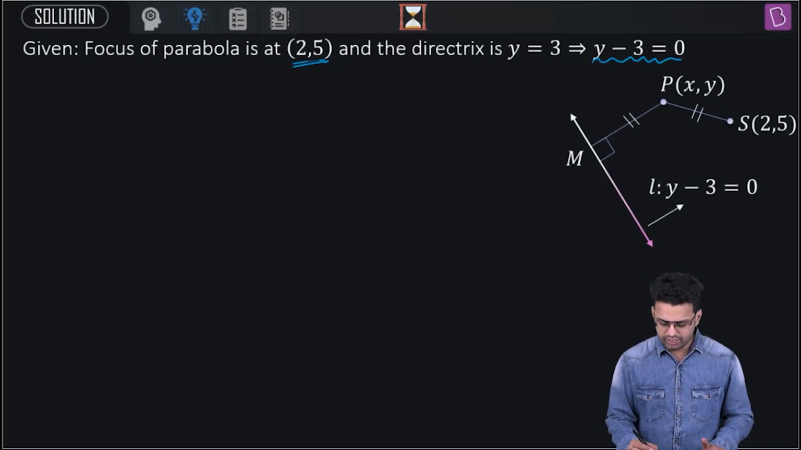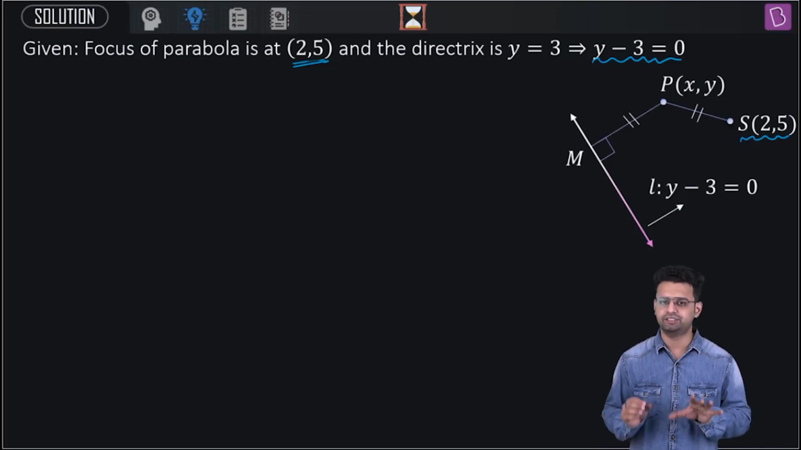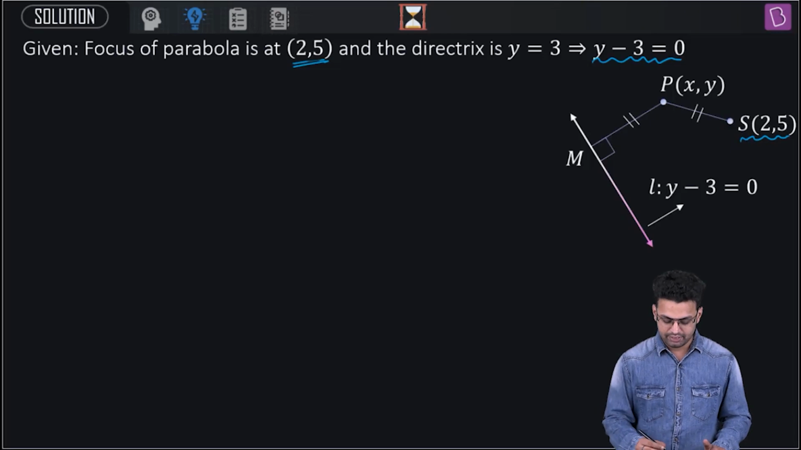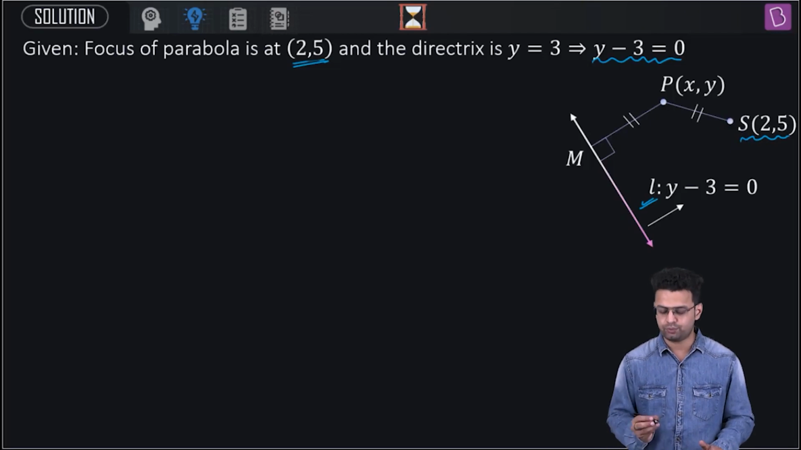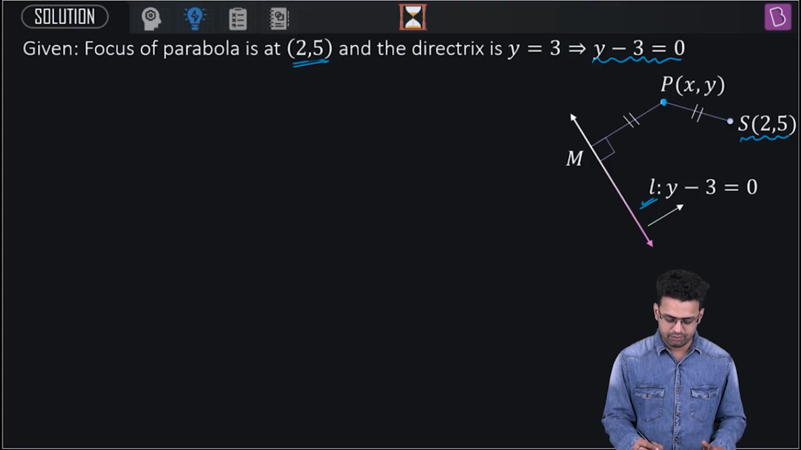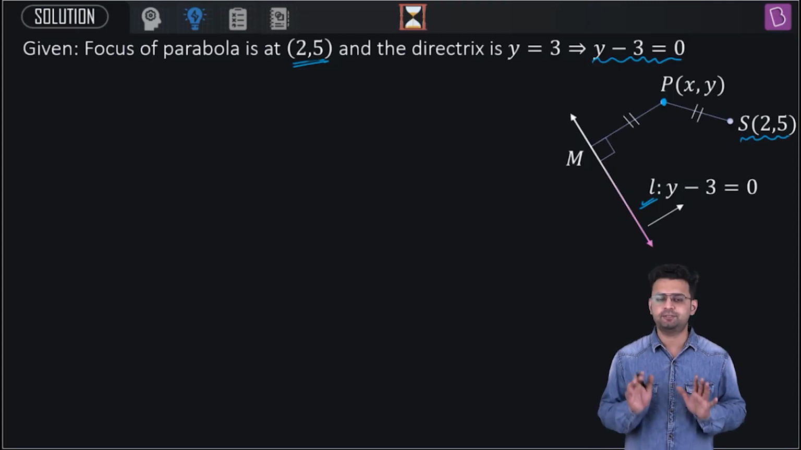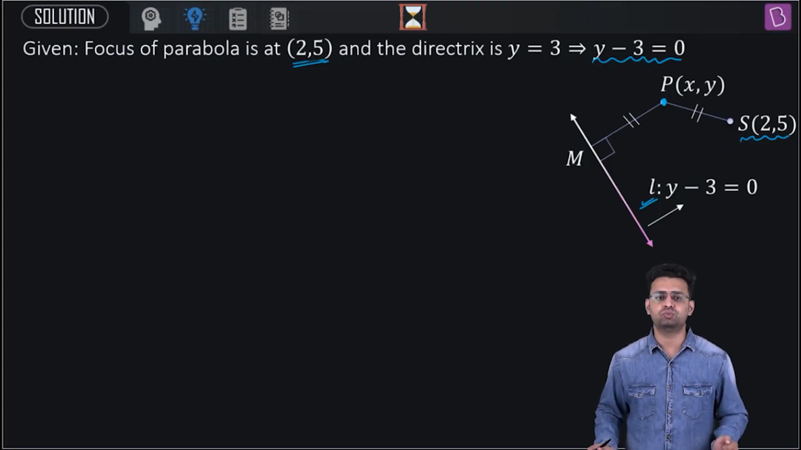Okay, so I have marked the focus by point S and I have mentioned its coordinate as (2, 5). This line L is my directrix. The equation of the directrix is y - 3 = 0. And I have assumed a variable point P having a variable set of coordinates (x, y). This point P is going to move in such a way that the curve generated is going to be of a parabola. Now you all have remembered a very important property about the parabola.